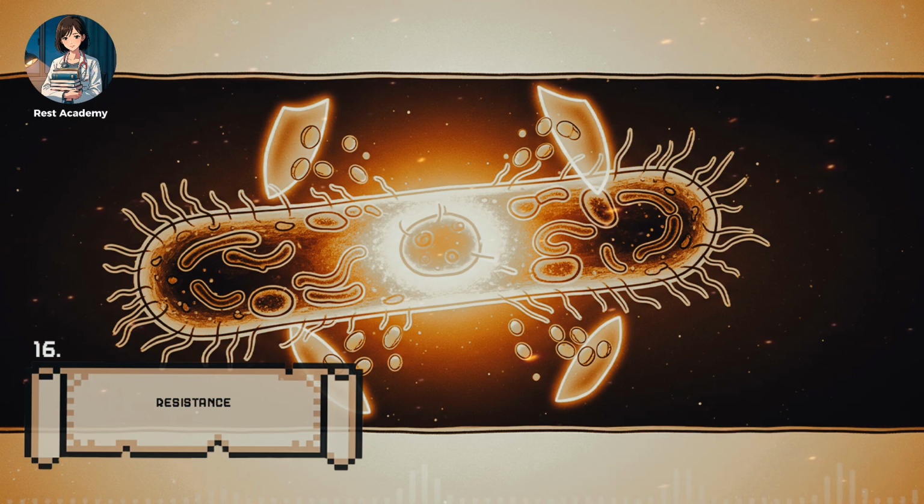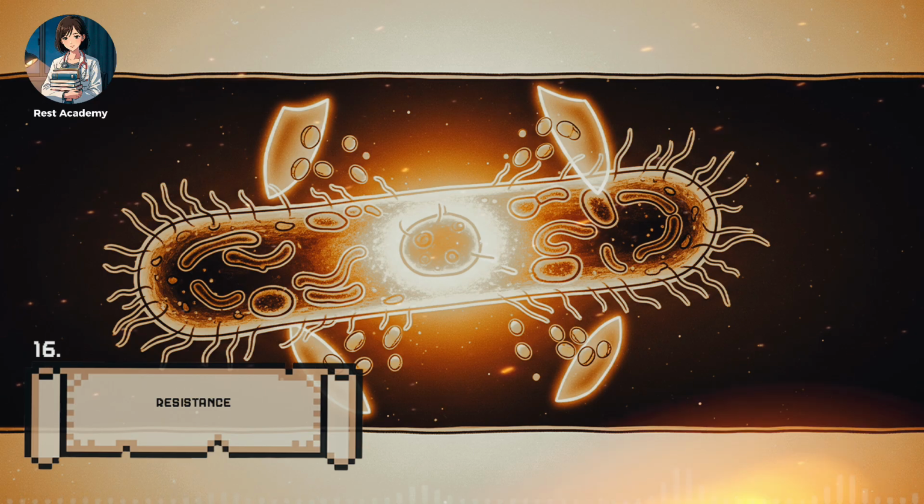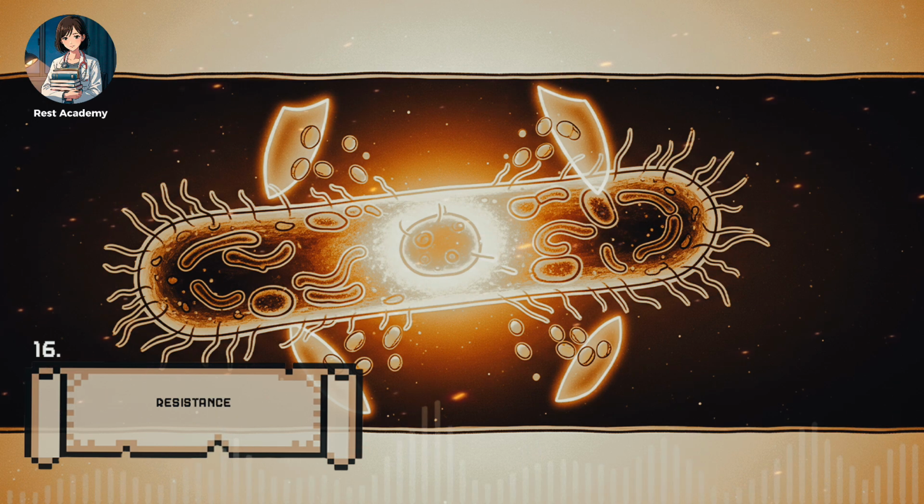Reduced permeability closes doors. In gram-negative bacteria, porins allow small hydrophilic molecules to cross the outer membrane. Loss or modification of porins reduces entry of beta-lactams and other hydrophilic drugs. When combined with periplasmic beta-lactamases, the effect is synergistic. Fewer molecules enter, and those that do are rapidly destroyed. Conceptually, it is like bricking up most windows and posting guards at the few that remain.